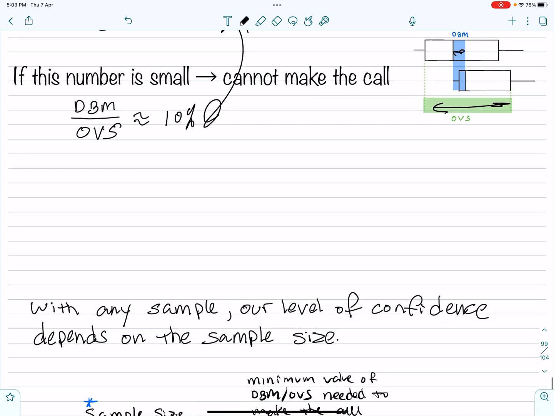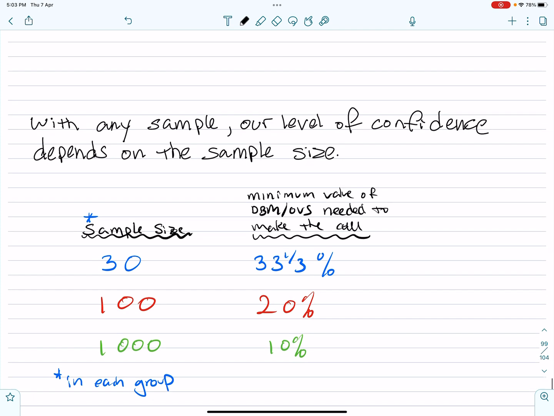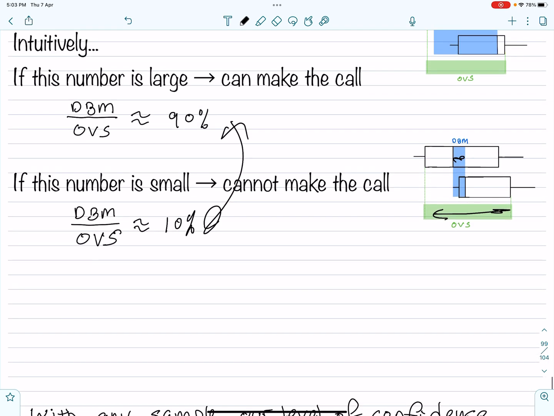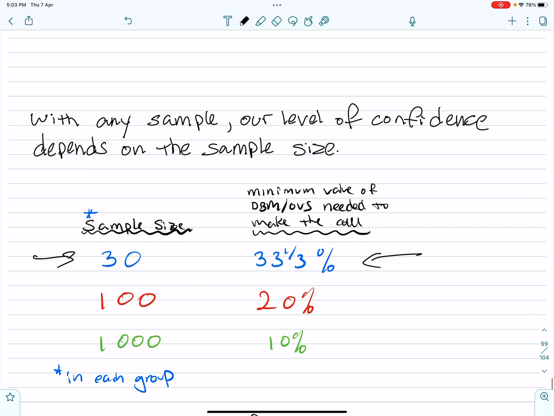However, with any sample, our level of confidence depends on the sample size. If the sample size is about 30, we need that percentage calculation to be more than 33%. For a small sample size, we need that ratio to be big. But as the sample size gets bigger, we can be more confident with a relatively small DBM over OVS percentage. That's the sample size variation. The bigger the sample, the less convincing we need. The smaller the sample, the more convincing we need.